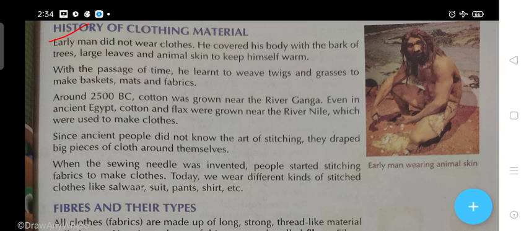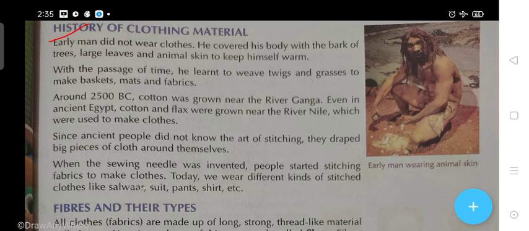River Ganga, and even in ancient Egypt, cotton and flax were grown near the river Nile, which were used to make cloth. So students, day by day, by the passing of time, people learned the use of fiber for making different types of objects and things.